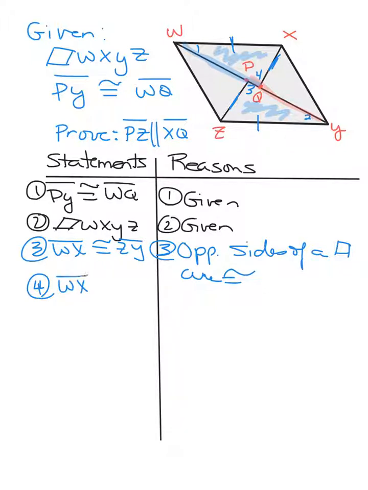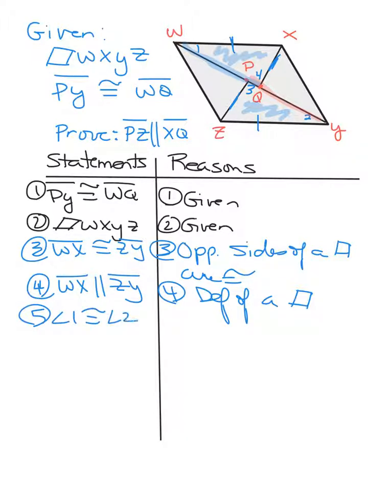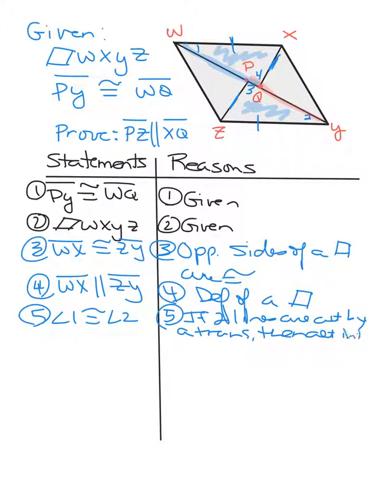I'm going to say that segment WX is parallel to segment ZY, and that is because of the definition of a parallelogram. The definition of parallelogram tells us that opposite sides are parallel. Once I say that, then I can say that angle 1 is congruent to angle 2. And that is because if two lines are cut by a transversal, then alternate interior angles are congruent. And I'll mark my diagram. Angle 1 is congruent to angle 2.